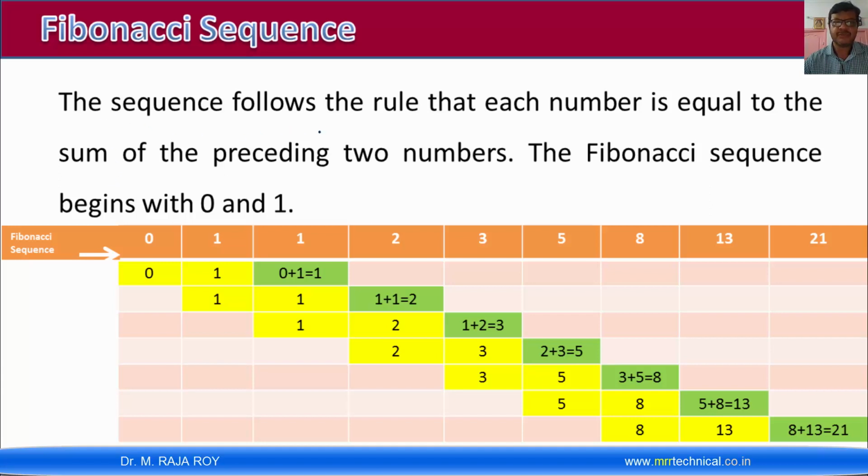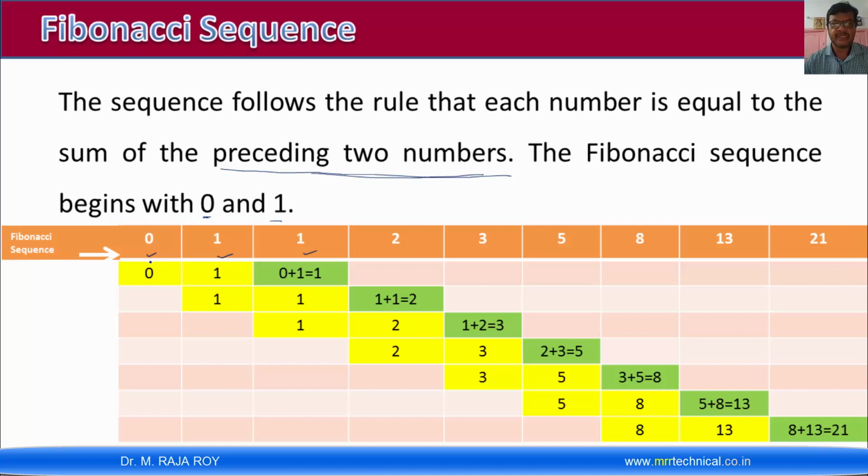The Fibonacci sequence follows the rule that each number is equal to the sum of the preceding two numbers, and the Fibonacci sequence begins with 0 and 1. That means initially the first value is 0 and the second value is 1. Then to get the third number, you take the sum of the preceding two numbers. If you add these two, you will get this number. So 0 and 1 are the preceding numbers, and 0 plus 1 equals 1, which is the third number.